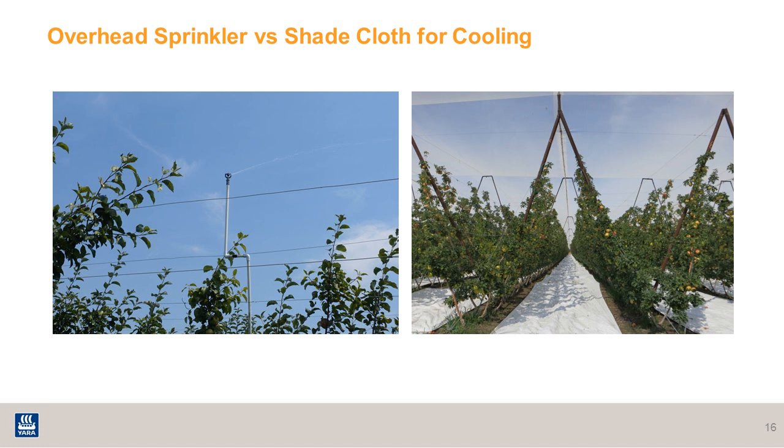So, more and more, the progressive growers are using shade cloth in their orchards. Shade cloth is a very expensive structure to put up. Last time I checked, it was between $10,000 and $12,000 per acre. But when you use this shade cloth, you eliminate the need for this overhead cooling system.